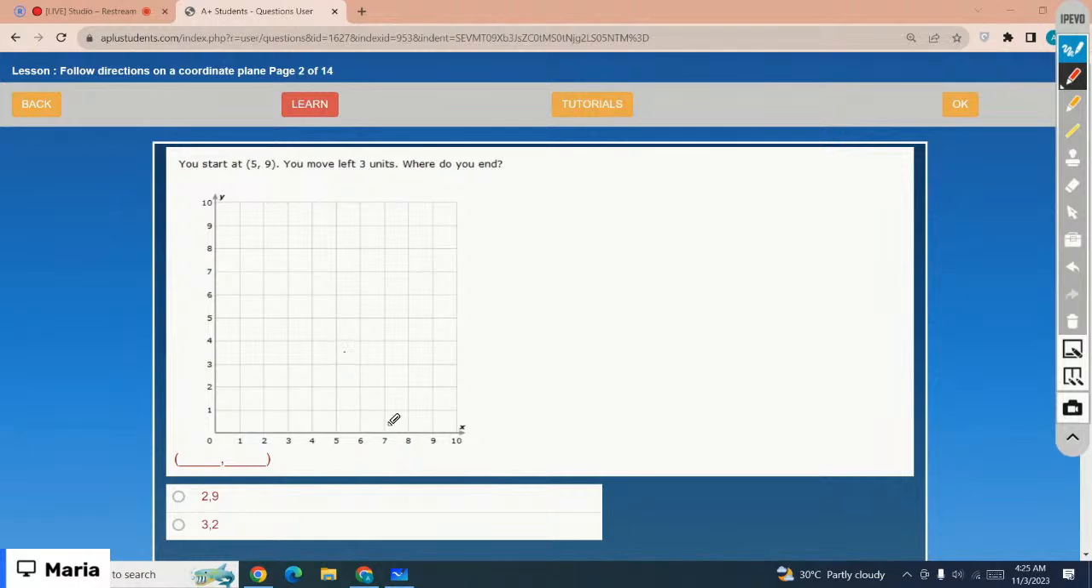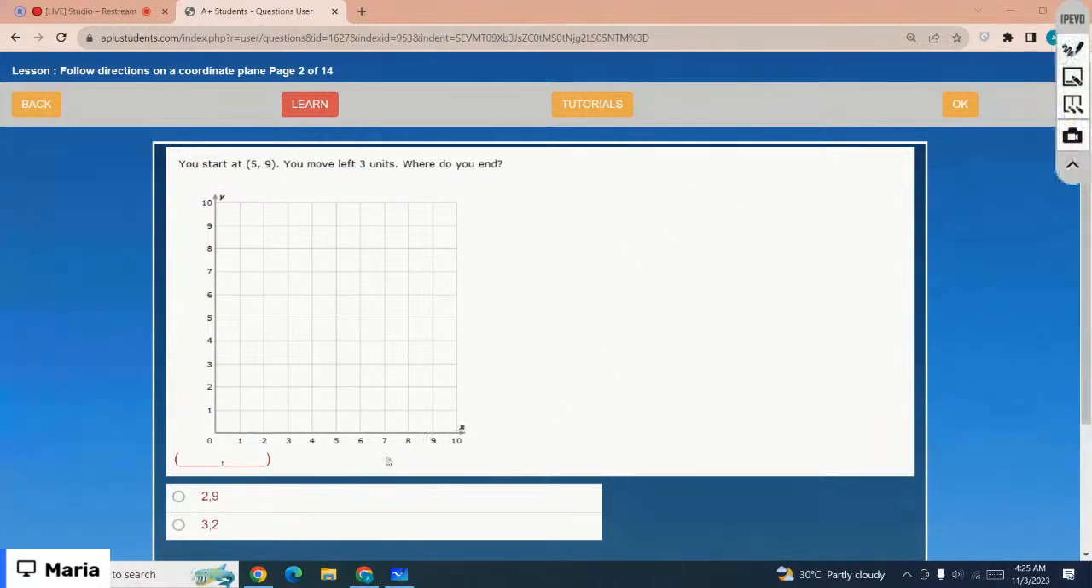So for this one, it is 2,9. You have to subtract 3 from the x value.